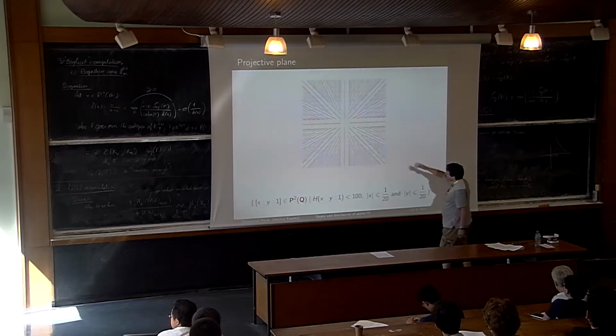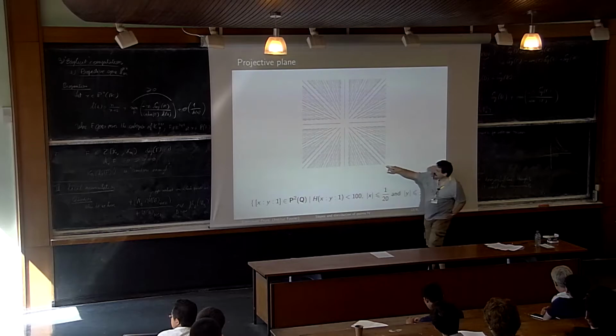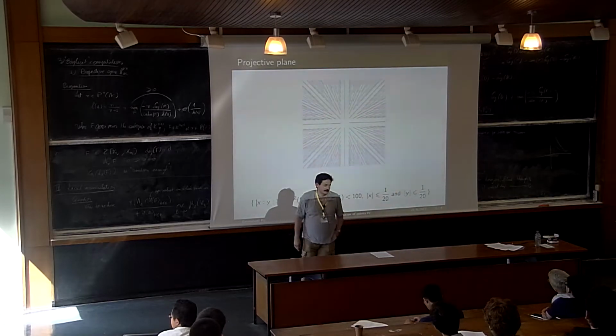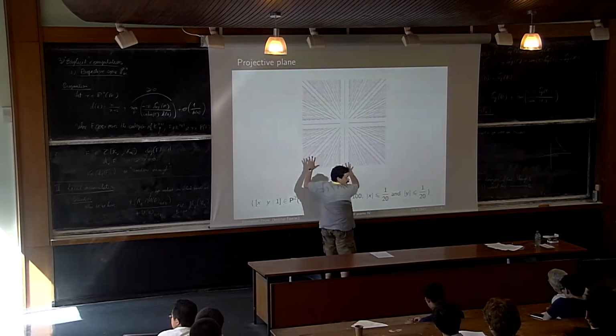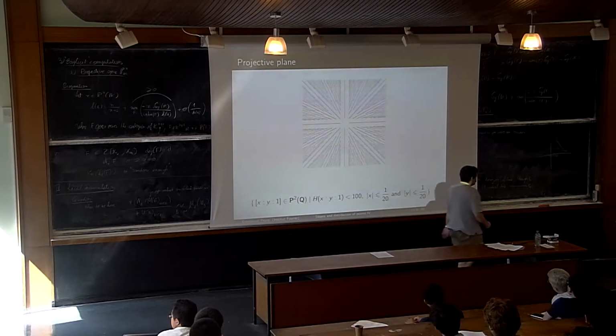So in fact, the point is that since I'm cutting here the picture on a square, there is only a finite number of lines which appear. Because if you want to have more lines, you have to draw a bigger picture. Okay, so this is P2.